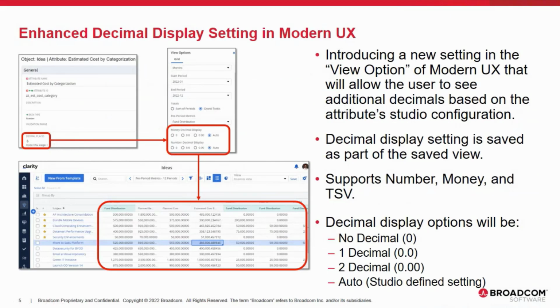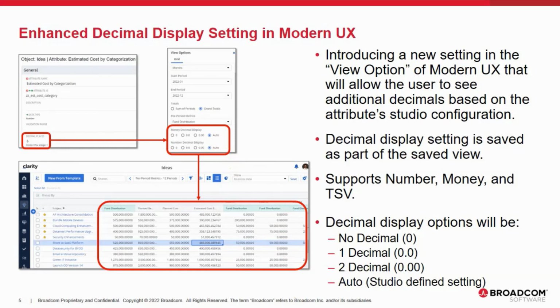As part of this release, we are making the change where the end user will have the option to change the settings how decimals are displayed when viewing either number or money value in the modern UX grid. The new setting is going to be called Auto, and that setting will display the number based on either how it is configured in the studio or based on how it works in the classic UI.